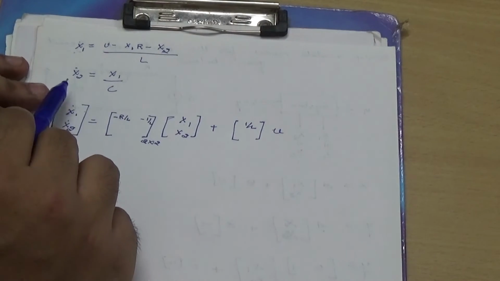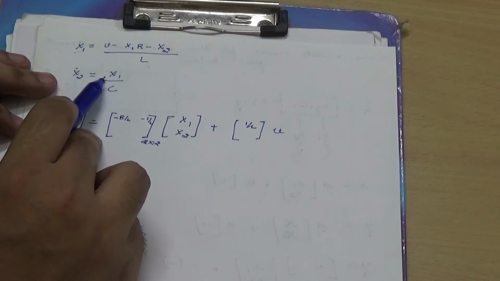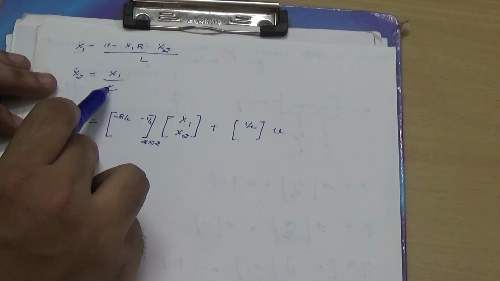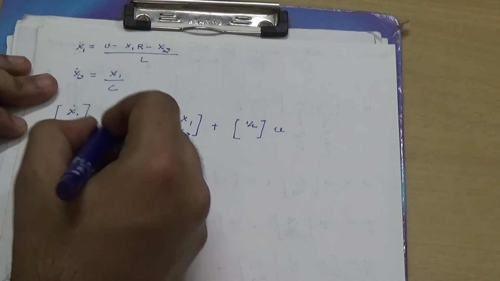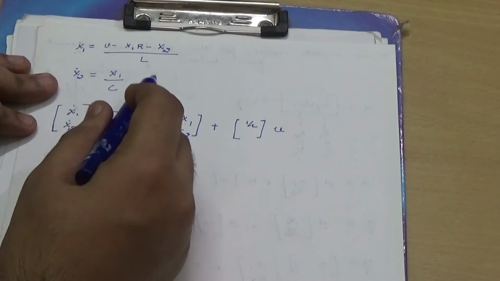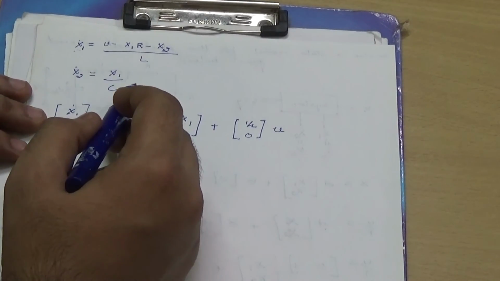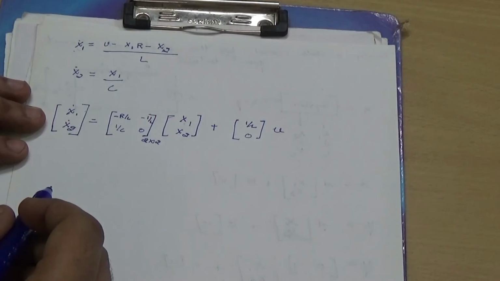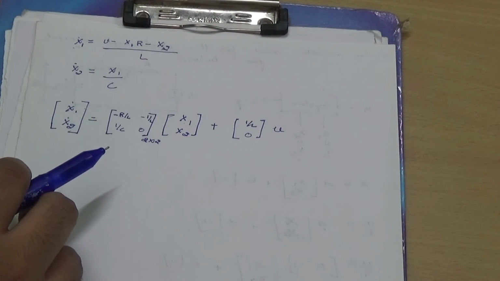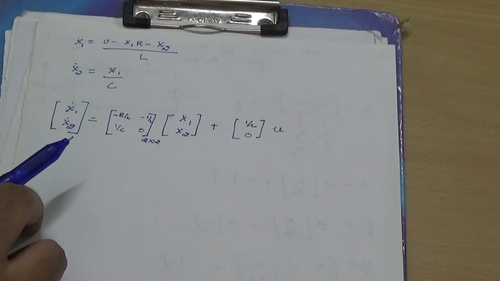Now for the expression of x2 dot, it has only x1 with a coefficient 1 by C. So I put 1 by C over here, and 0 here because there is no x2 term, and 0 here as well because there is no input term. So this is how you solve the state model for given electrical circuit problems. Thank you for watching the video.